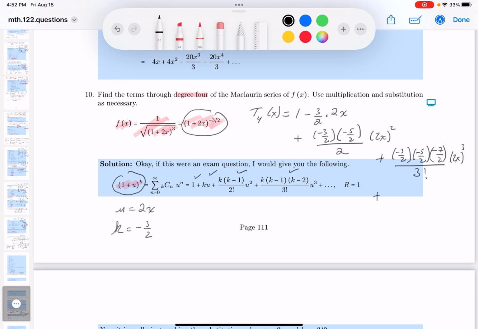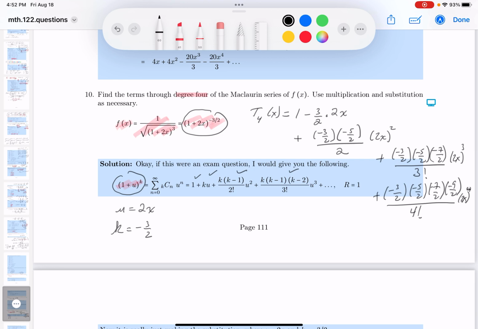Let's put the next one down. And again, I'm not even thinking about it now, I'm looking at the pattern. Minus 3, minus 5, minus 7, a little negative. 3, 5, 7. I'm going to say minus 9 then. What goes on bottom? 4 factorial. And then you get 2x to the fourth. All right? That's T4.